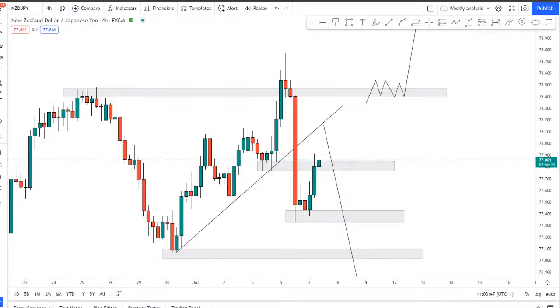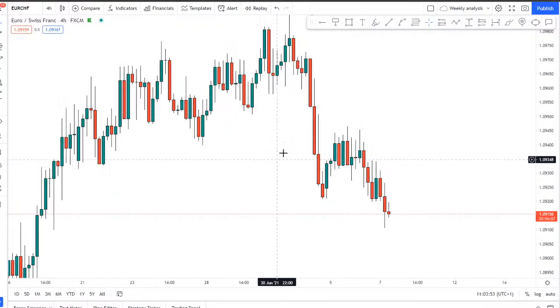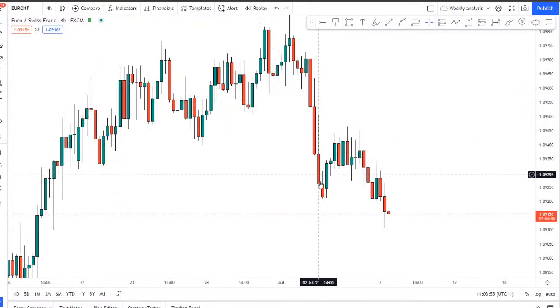We take a look at some of the CHF pairs. So we've got Euro CHF here. Overall, this pair is still looking quite bearish. We did see a big collapse to the downside. I believe that was last week. Yeah, that was last week. So a big collapse to the downside.